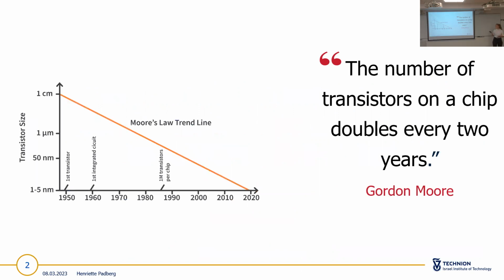So as we all know, probably Moore's law, that the number of transistors on a chip doubles every 2 years. But as we can see here at the trend line, we now reach a transistor size of 1 to 5 nanometers, and that is very close to the atomic scale. So we have to think, how can we overcome this limit? How can we find new technologies?